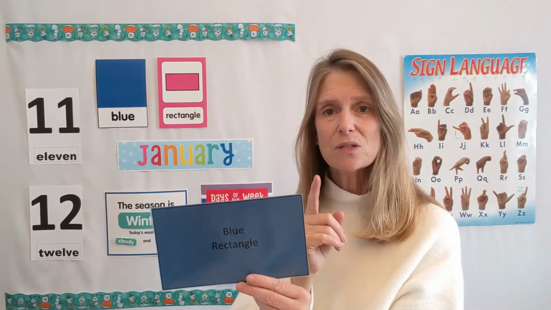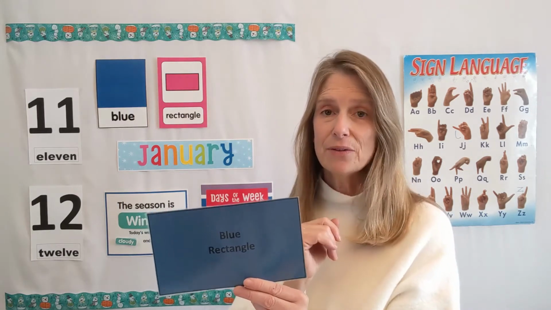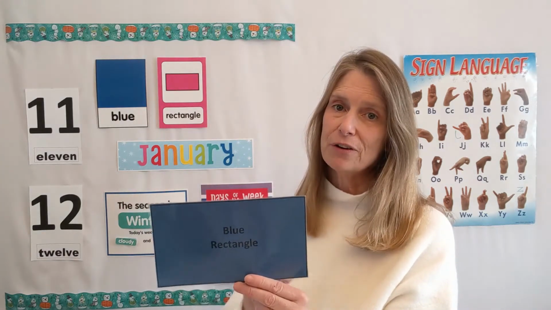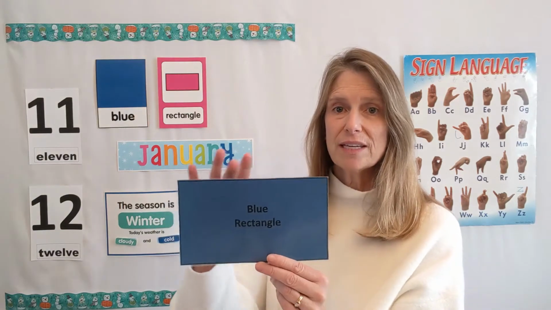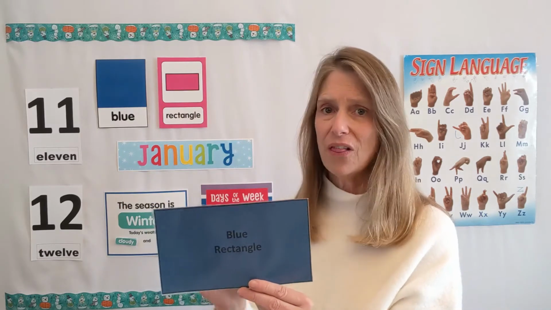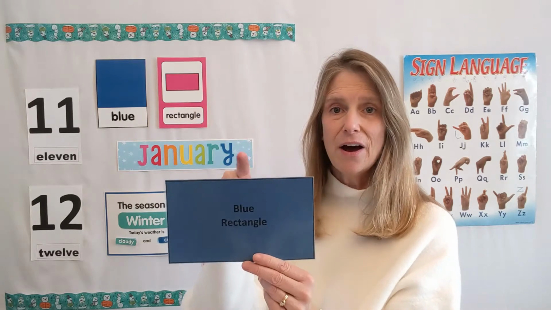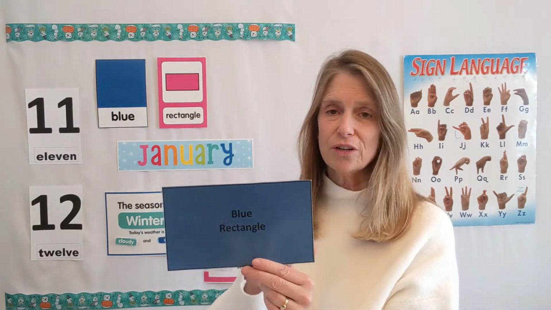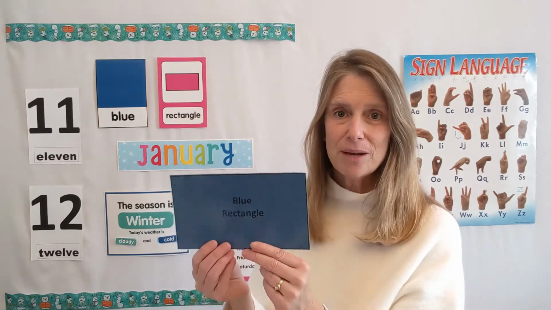Now, why is a square and a rectangle different, and why are they the same? They're the same because they each have 4 sides. They're the same because they each have 4 corners, but they're different because in a rectangle, 2 of the sides are long and 2 are short. In a square, all the sides are the same. A rectangle has 4 sides, 2 are long and 2 are short. All right, that's our shape of a rectangle.